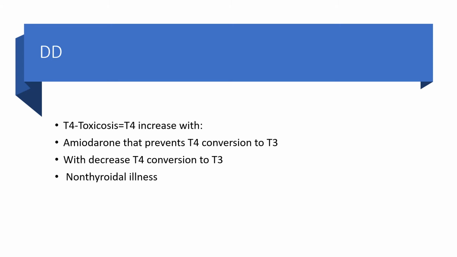In that case, you'll be having increased T4, probably because amiodarone has prevented the conversion of T4 to T3, so T4 has accumulated, or decreased T4 conversion to T3 by any other condition, including non-thyroidal illness.